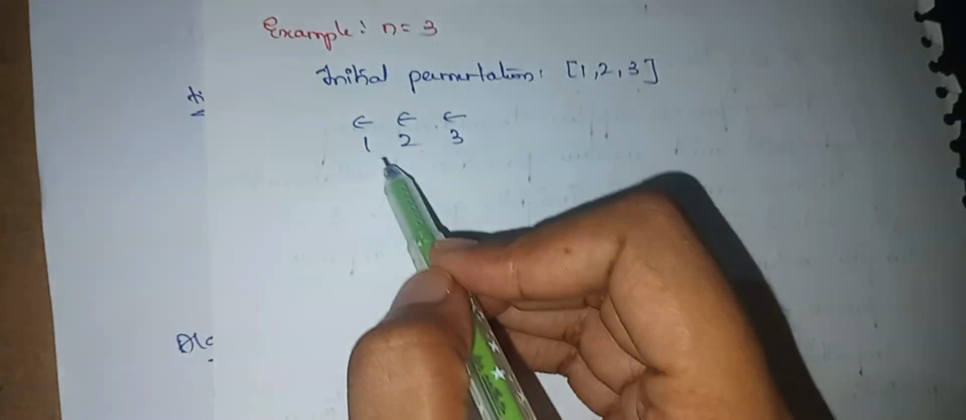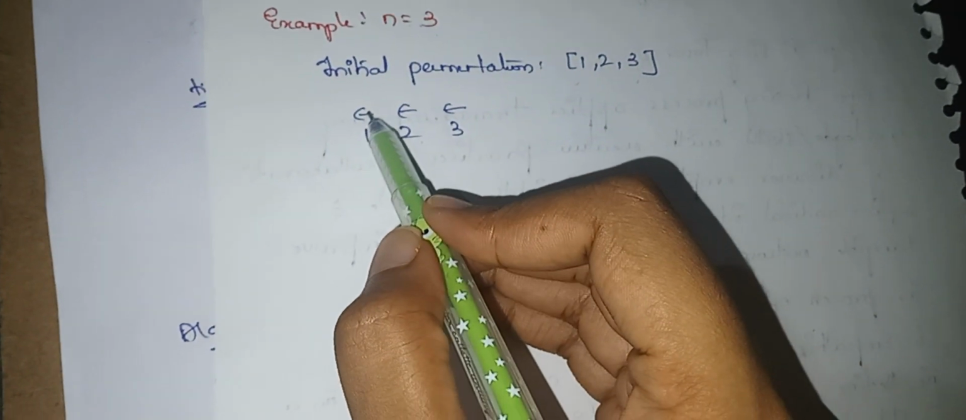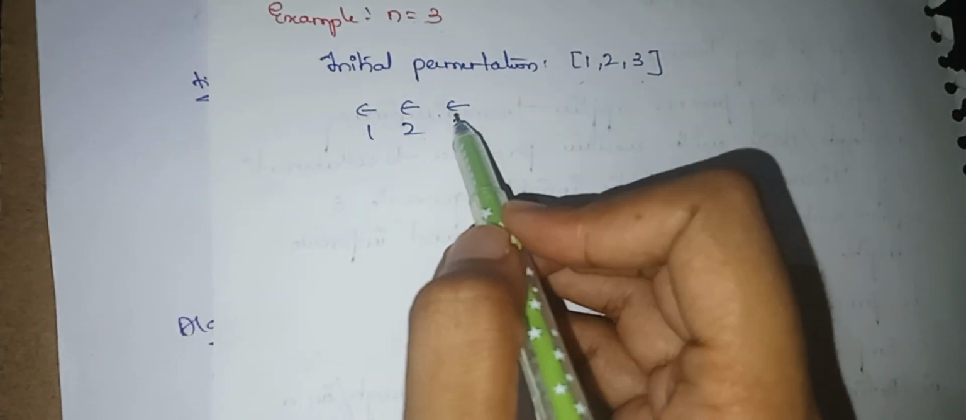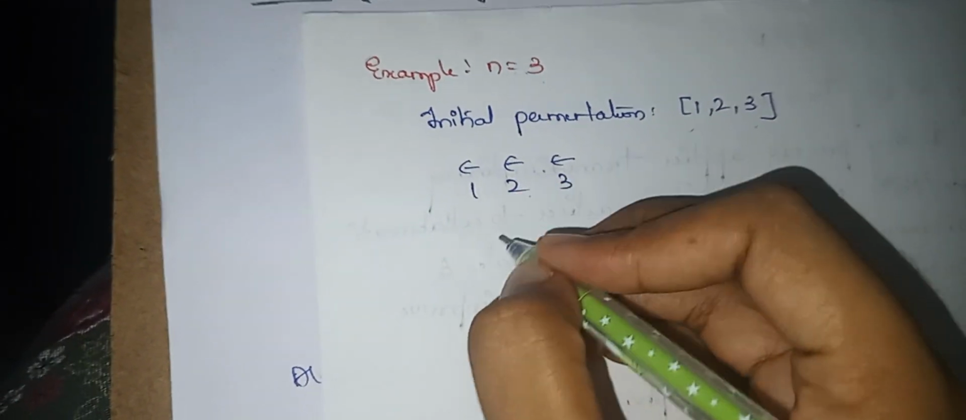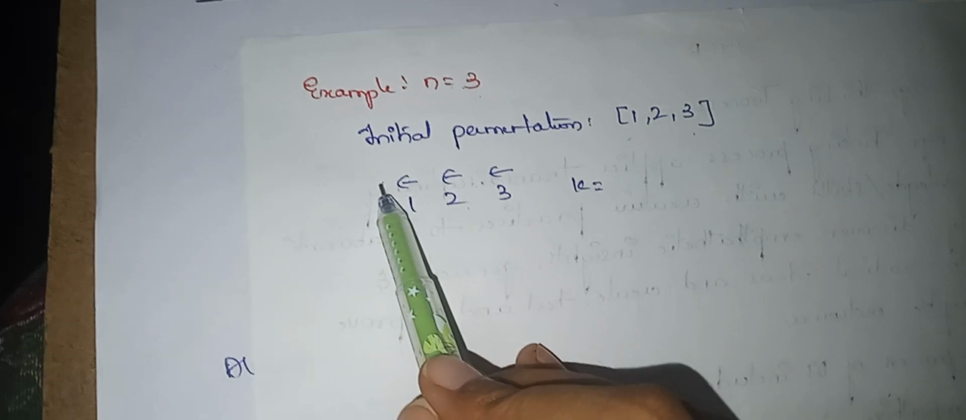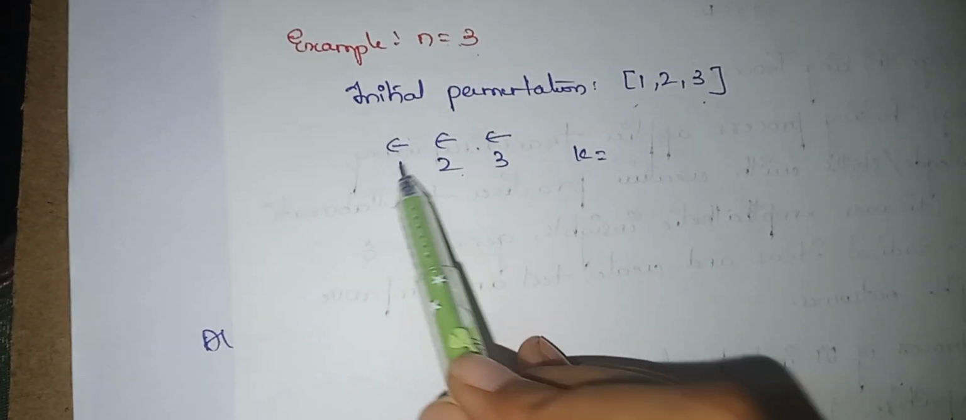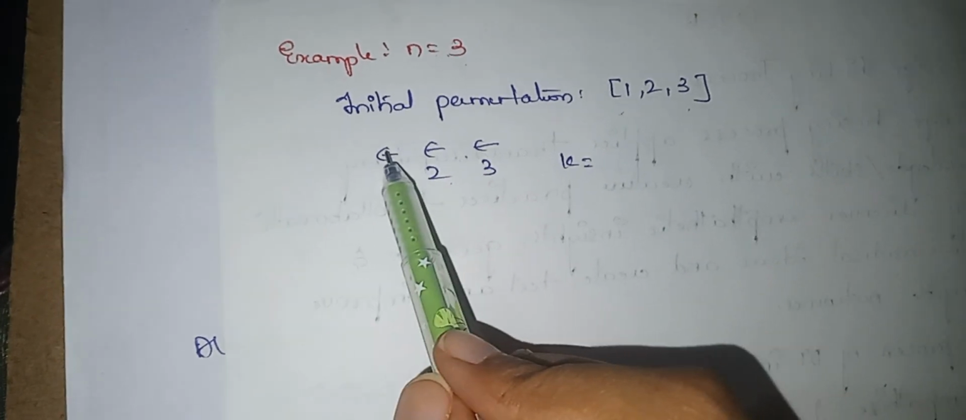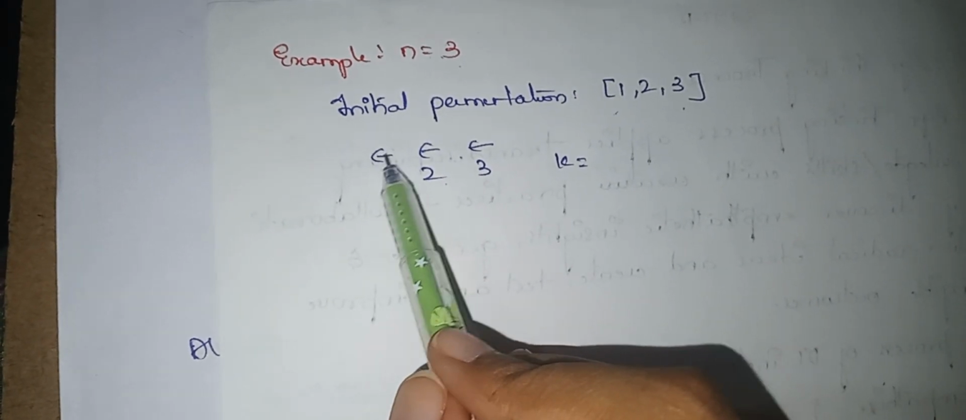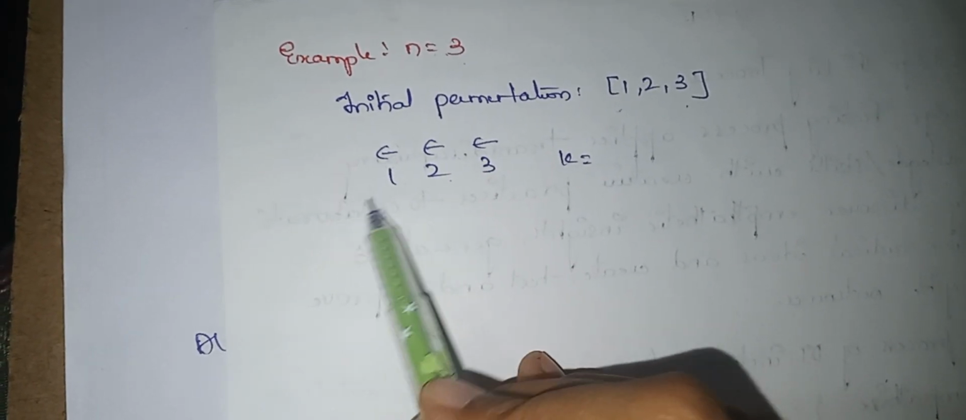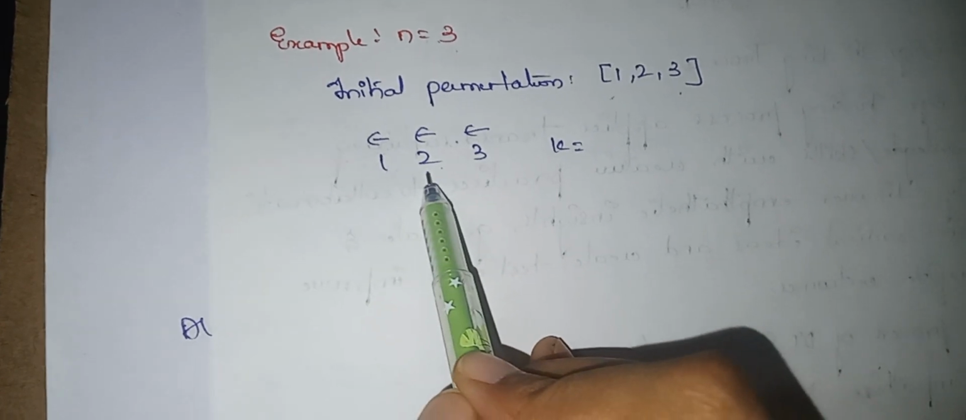So given 1, 2, 3, the directions are pointing to the left side. Every time the direction will be given like this. For this 1, 2, 3 we will generate k, which is nothing but the mobile element. You have to check each and every element against the adjacent element in its direction. So for the 1, the arrow is pointing to the left, and there is no element present there, so we can move on to the next element.